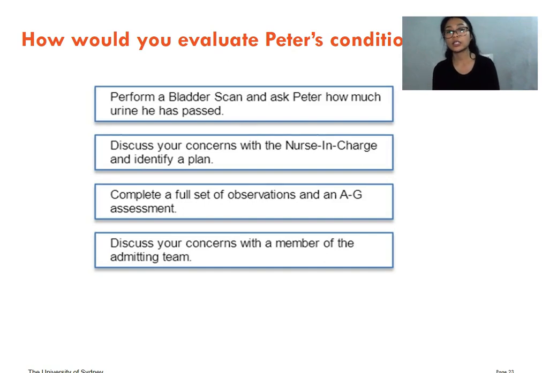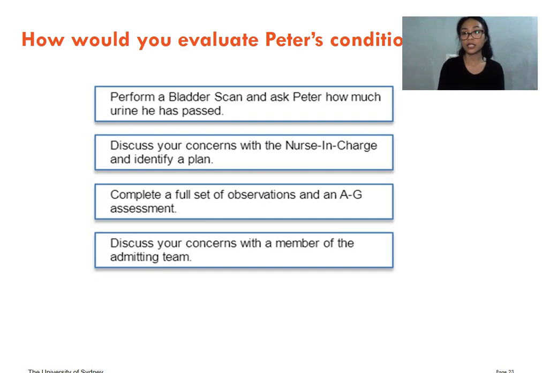So how are you going to now evaluate Peter's condition? Are you going to perform a bladder scan and ask the patient how much urine he's passed? Are you going to discuss your concerns now with the nurse in charge and identify a plan? Or are you going to complete a full set of vital signs and an A to G assessment? Or go straight to the admitting team of medical officers and discuss your concerns with them?